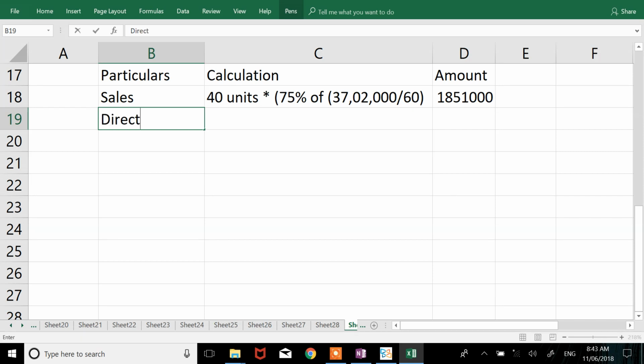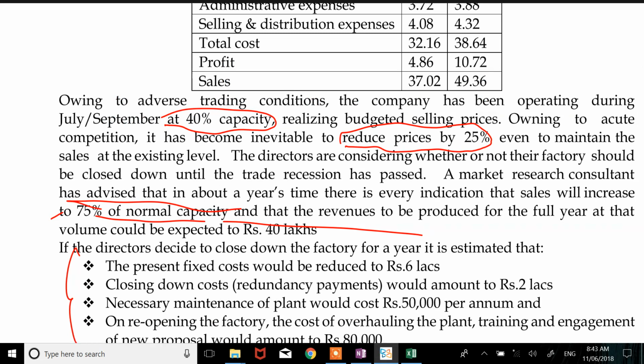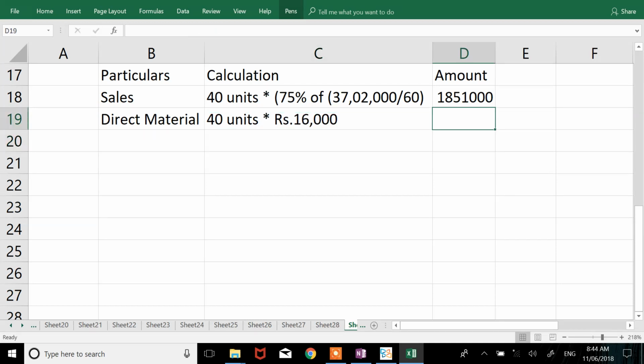Then direct material. All of this now you are not going to see the question at all. Look at your working note 1. Tell me what is the per unit cost. I multiply with 40. That's all. 40 units into rupees 16,000. Now beyond this, no looking at question. 40 into 16,000.